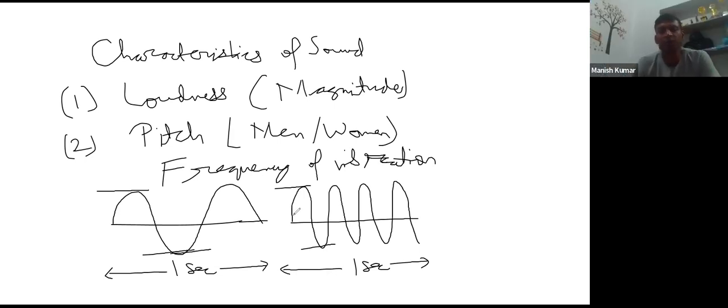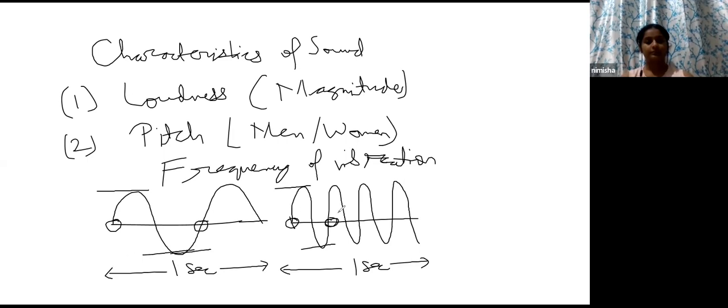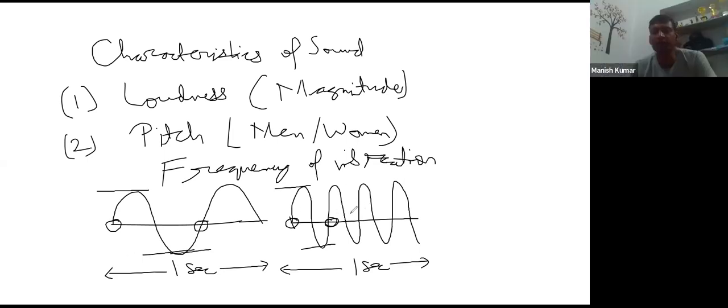Many waves means one wave is from here to where? Here to here, isn't it? From this point it started and at this point it is ending, isn't it? Yes, from here it started and here it ended. So here there are more waves. The number of cycles per second is how much?